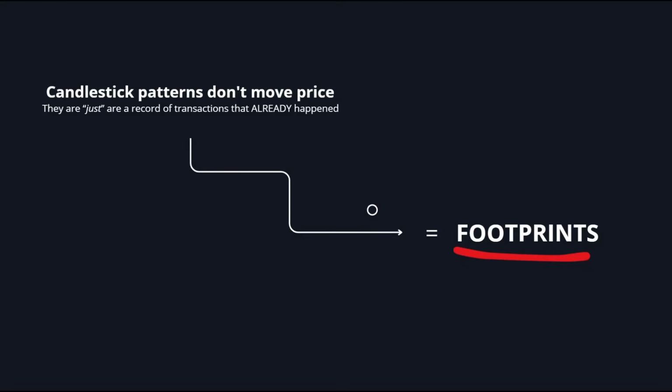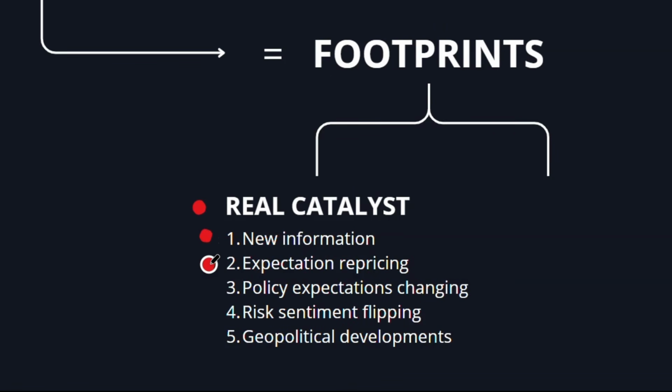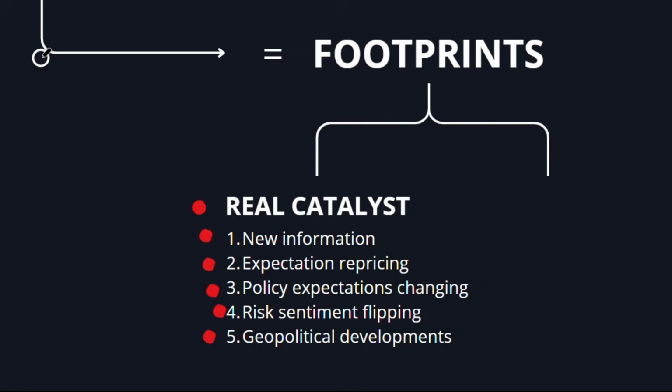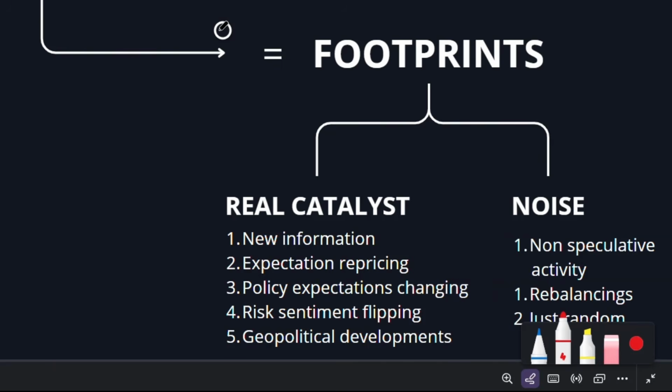Okay, let me try to put it simply. The animal that creates the footprint makes the difference, so to speak. A footprint can be created by a real catalyst: new information, expectations repricing, policy expectation changes, risk sentiment, geopolitical developments. A real catalyst, okay? Or it can be just random noise, non-speculative activity, rebalancing, just random stuff.